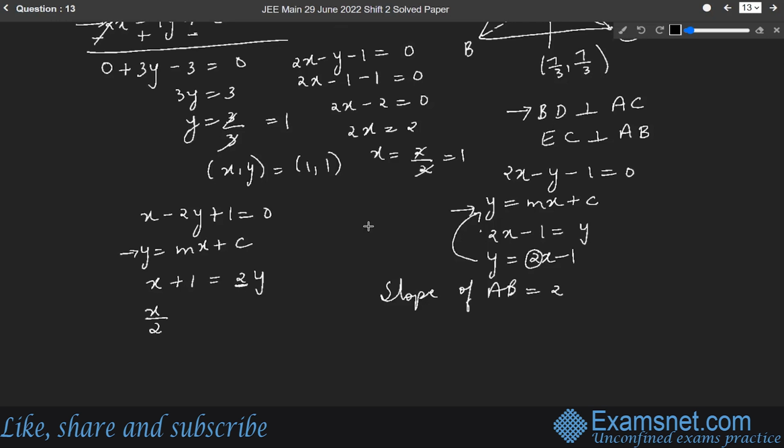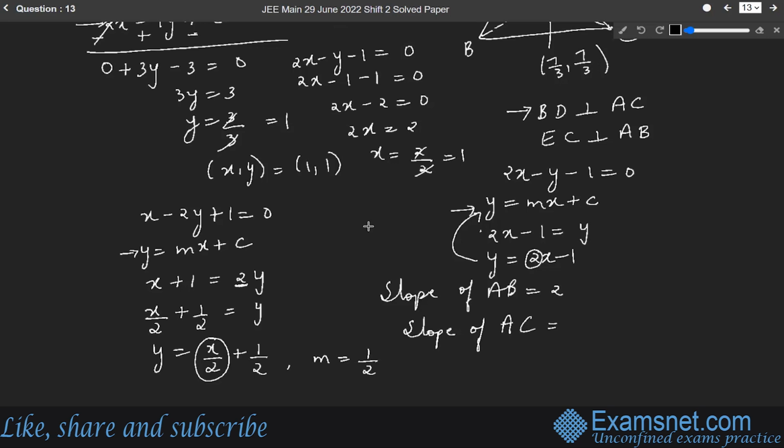So we have x by 2 plus 1 by 2 is equal to y. Okay, now it is in the form of y is equal to mx plus c. What is m? M is the coefficient of x. Here you can see that the coefficient of x is 1 by 2. So here the value of m will be 1 by 2. Okay, this is the slope for side AC. So we can write slope of AC is 1 by 2. All right.